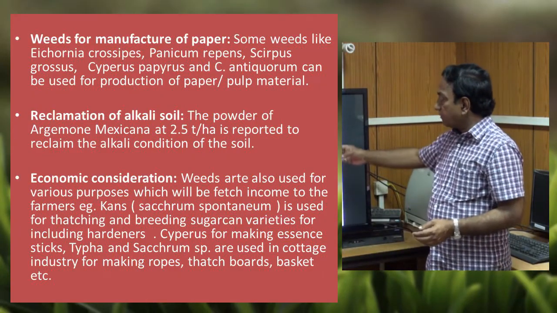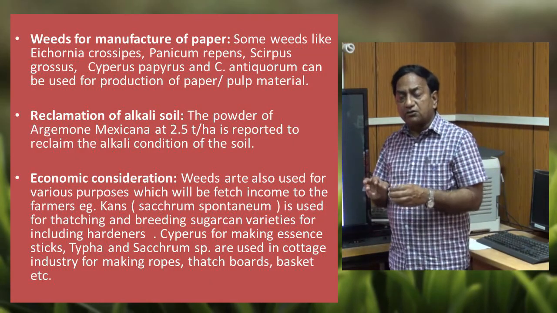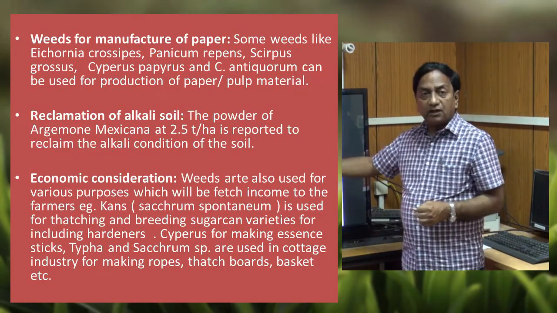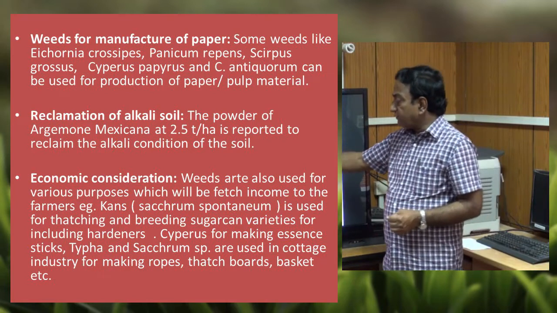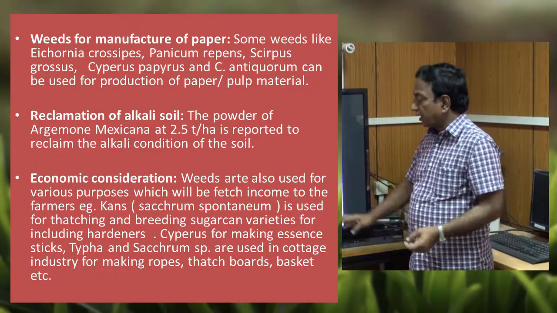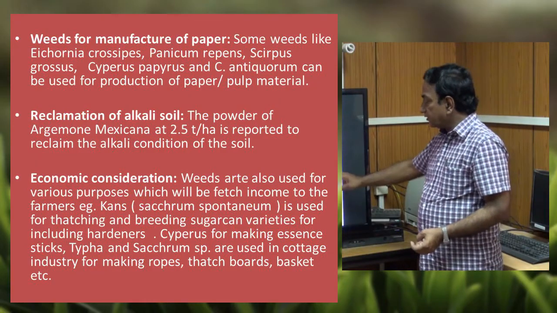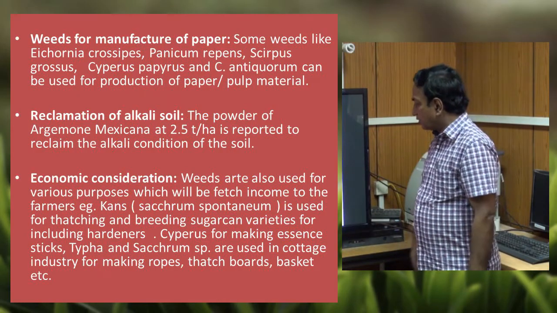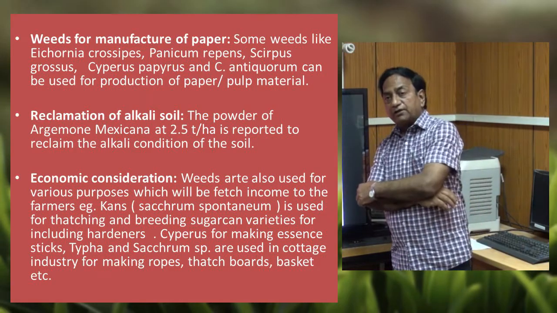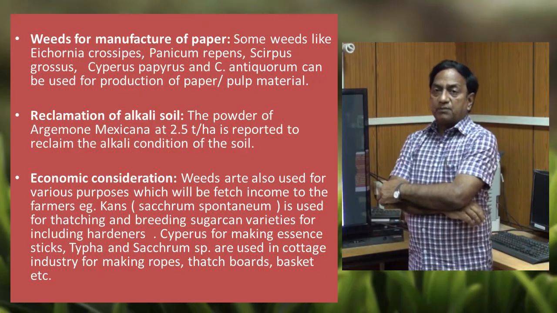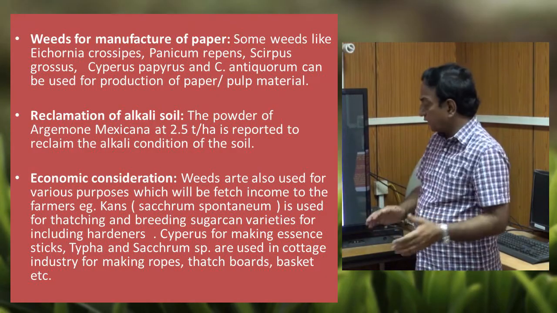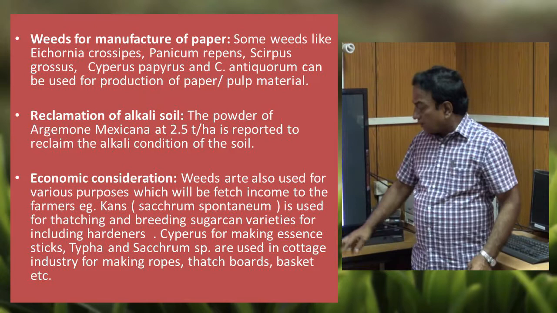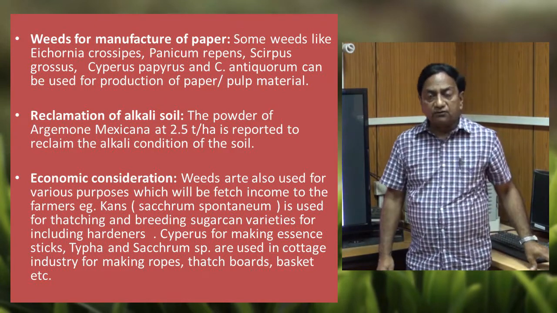Reclamation of alkali soil. The powder of Argemone mexicana is a very good source to improve soil fertility by reducing the alkaline condition. About 2.5 tons per hectare is reported to reclaim the alkali condition of the soil. Not only this, economic consideration. Weeds are also used for various purposes which fetch income to the farmers. For example, Saccharum spontaneum is used for making thatch on the roof of the farmers' houses. So these are certain weeds which can be used as a cottage industry.